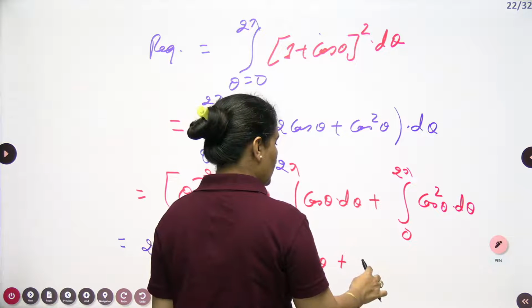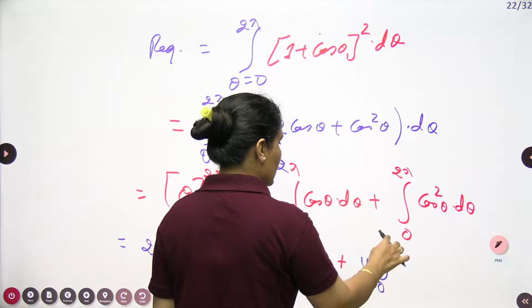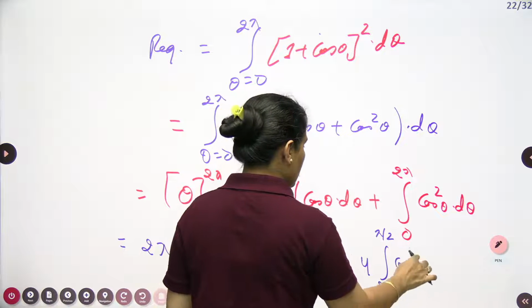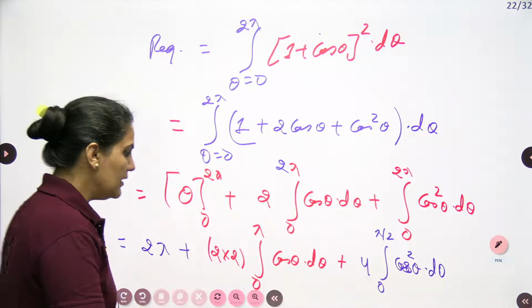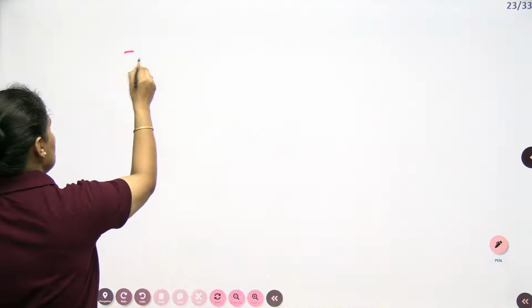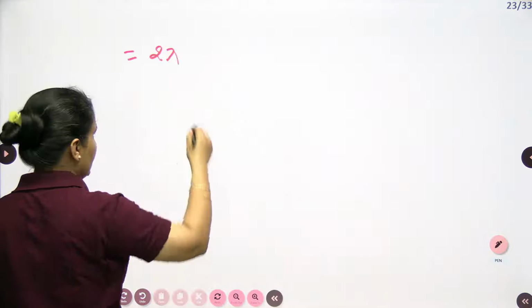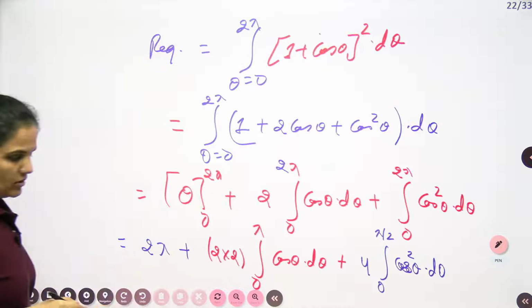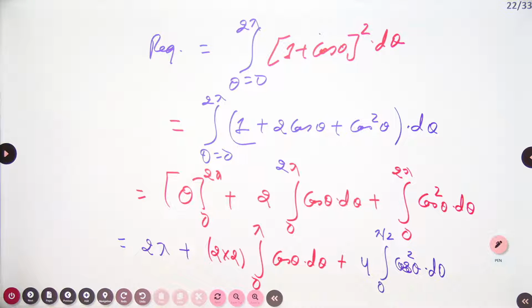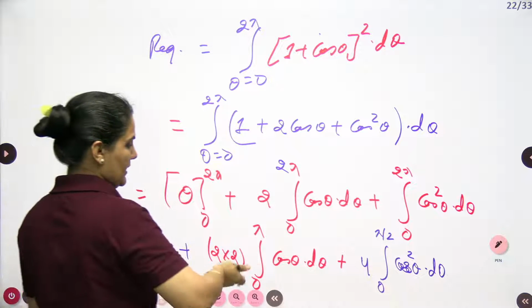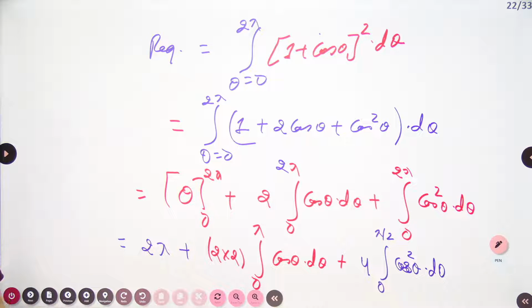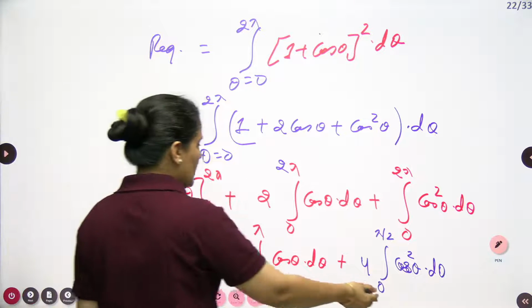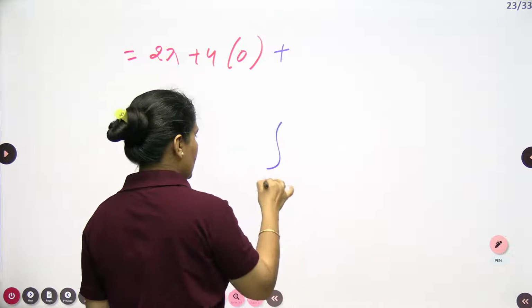So that's why I want to break it as a 4, and this will be 0 to pi by 2 cos square theta d theta. Okay, so now when I use this one, this will be 2 pi, and here we are having already 4, and when you solve this one, this is the cos, you can put the value or directly. So this will become 0 only, because cos, we are having here sin pi and sin 0 is 0 only.